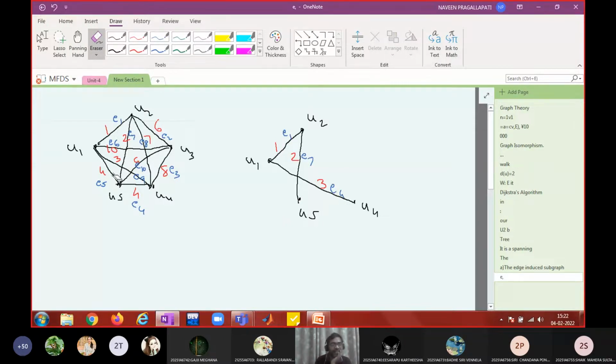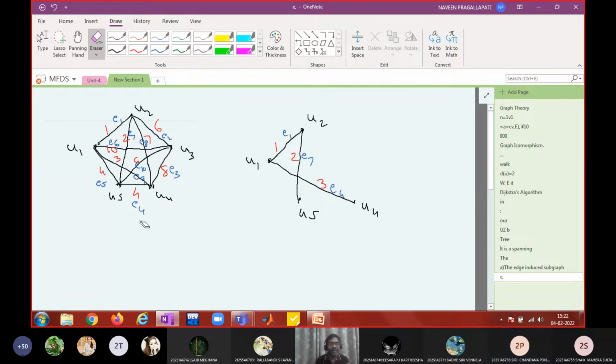What about this edge? Can I select this edge? U1, U5. No, sir. This also becomes a cycle. U1, U2, U5, U1. This becomes a cycle. Therefore, this also I cannot select. Though it is of minimum weight, that edge I cannot select because when added to the existing edges, it becomes a cycle. I don't want a cycle because a tree should not contain any cycle.